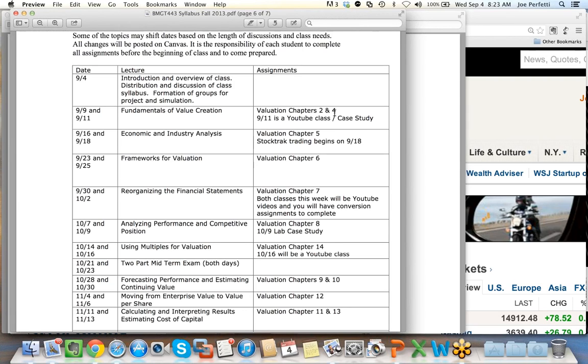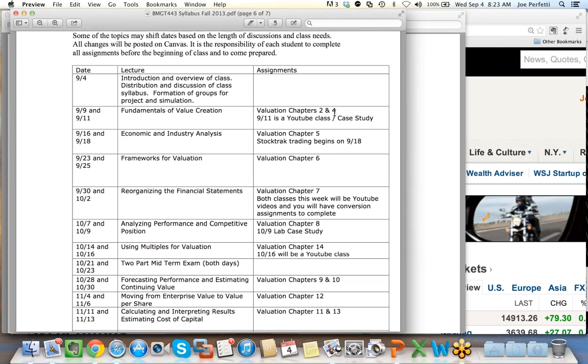Also, 9/18 will be the first day of stock track trading. So if you're not in a group by the 18th, I will assign you to a group. So again, we need to get the groups finalized by September 18th. Again, no less than 5 people, no more than 7 people in the groups.